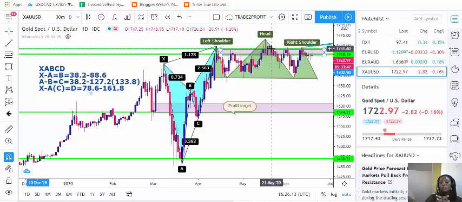Now these patterns are seen to be very profitable. They are self-fulfilling and they do play out. They're one of the high probability patterns that most traders rely on. So I'll encourage you to learn how to trade the market using the harmonic patterns.